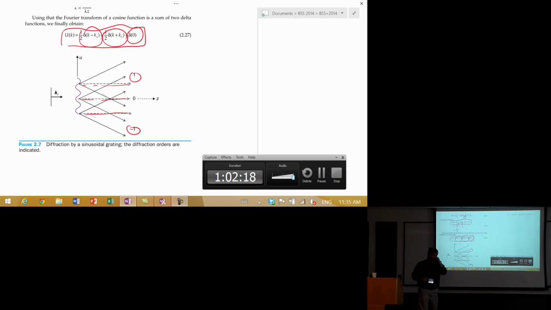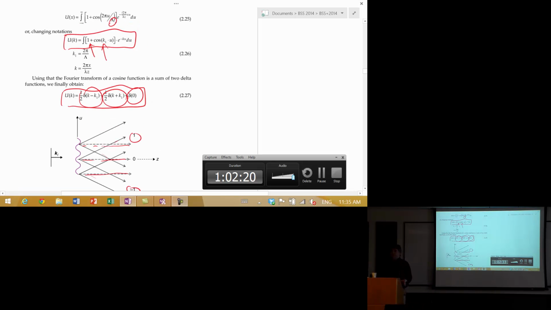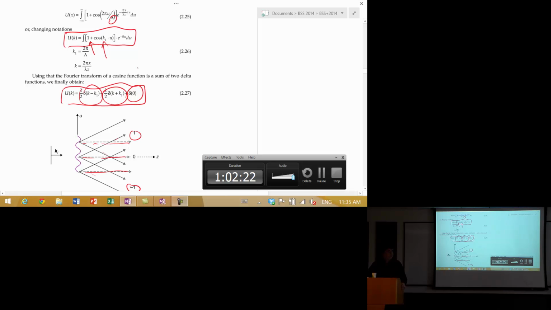Why is this relevant to microscopy, for example? Because you can write any object as a superposition of many different gratings. Any object, including yourself. So basically that's the best way to understand how a microscope works, by thinking of these gratings and making up yourself out of gratings. That's what Abbe did.